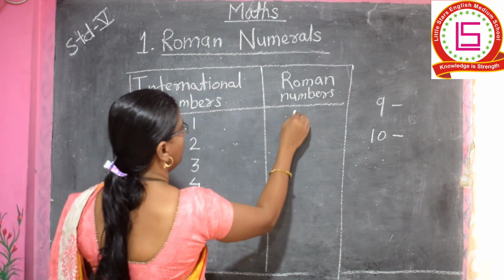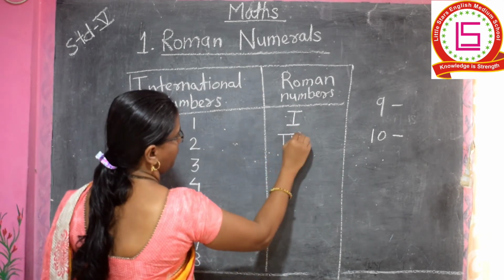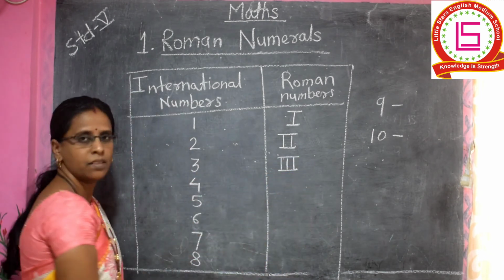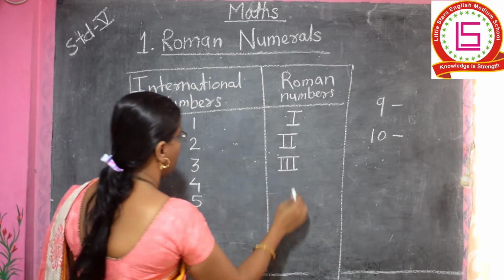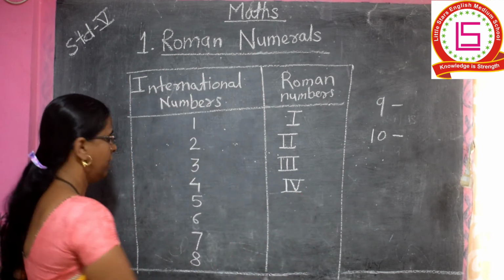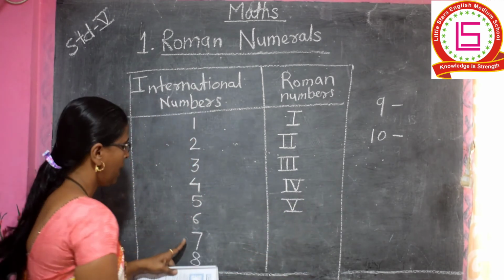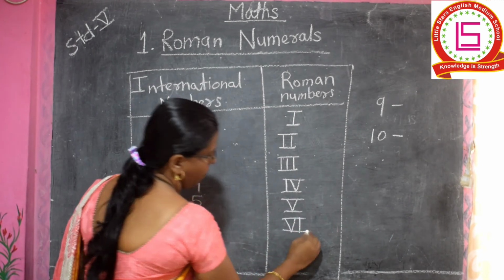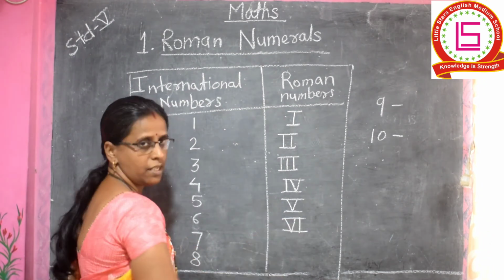Okay. Then see here 1. 1 is equal to I. Okay. Then 2, 3, 4. See here, you do not write 4 times I. That's why you write like this. 5 minus 1, 4. Okay. Then 5, 6. You write like this. 5 plus 1. On the right hand side, you write I. That's why plus here. Okay.